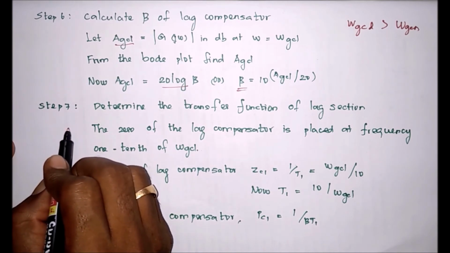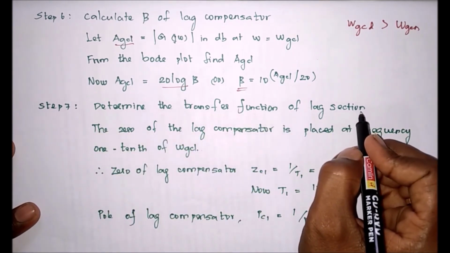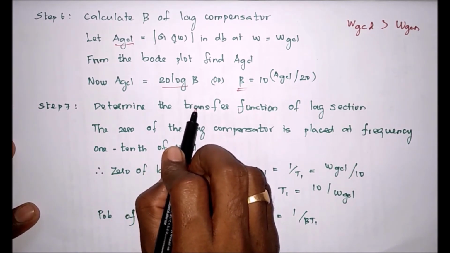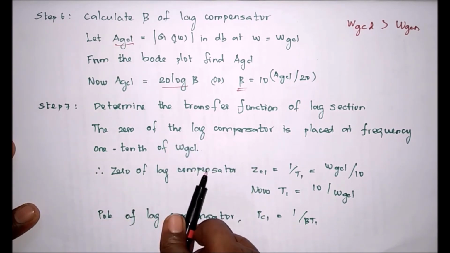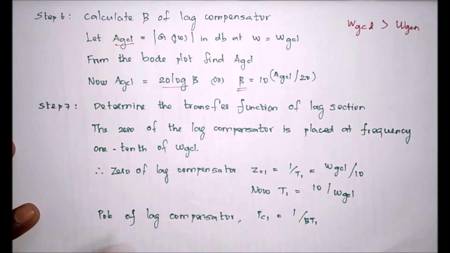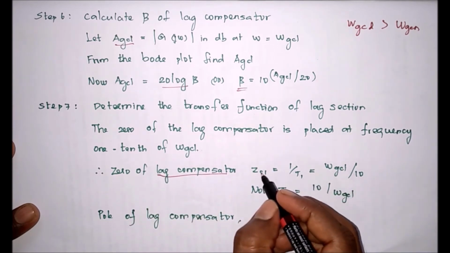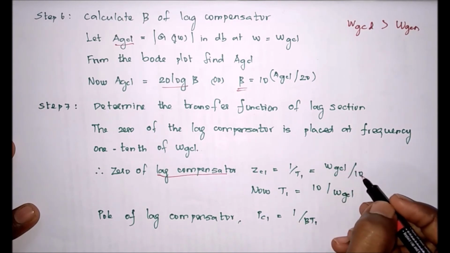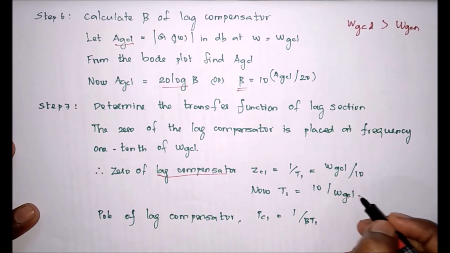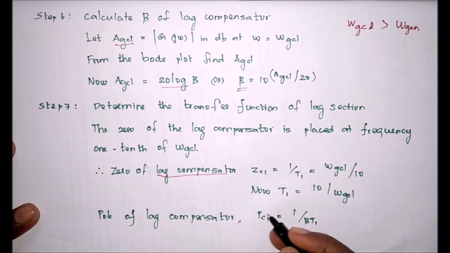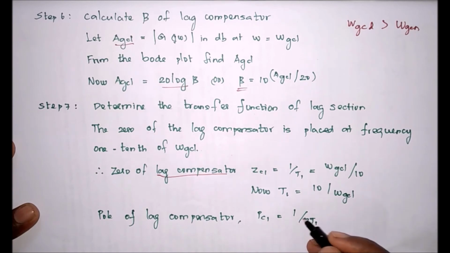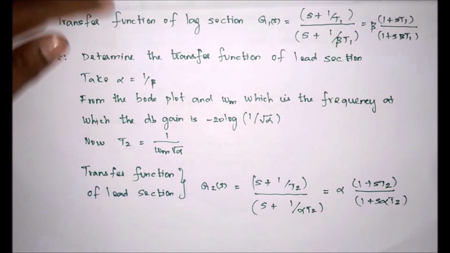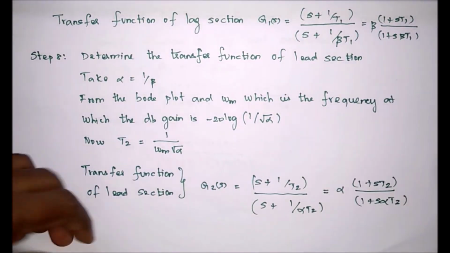So now after calculating beta, we have to determine the transfer function of the lag section. For the transfer function of the lag compensator, we need the zero of the lag compensator and also the pole of the lag compensator. The zero of the lag compensator is 1 by T1 equal to omega GCL divided by 10. This is the formula. So T1 equals 10 divided by omega GCL. Next, the pole of the lag compensator, PC1, equals 1 by beta into T1. This is also a formula. By using these formulas, we can calculate the transfer function of the lag compensator.